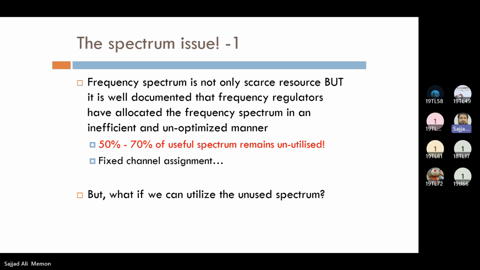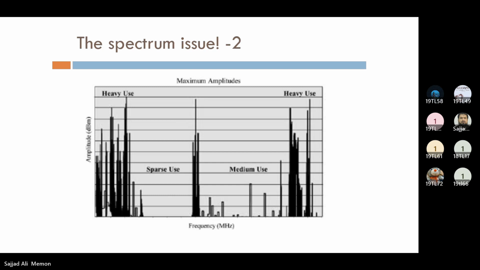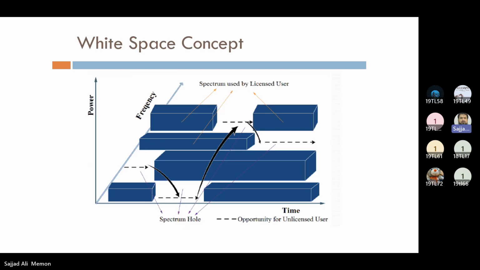The available spectrum that we had was already allocated without taking into consideration what the future applications will be. Applications have been given more bandwidth than their requirement, but that is already assigned and is a fixed assignment. So out of that, 50% to 70% of useful spectrum remains unutilized. So the idea is to utilize that unutilized spectrum through cognitive radio. In this figure, you can see sparse use, medium use, and there are some unused spectrum. You can see the idea is to utilize those frequencies that are unused by the primary users.